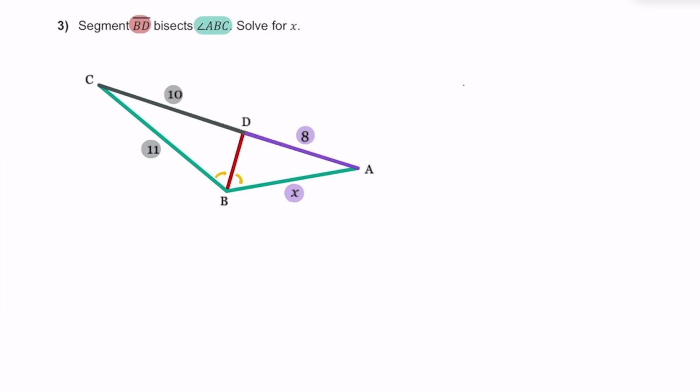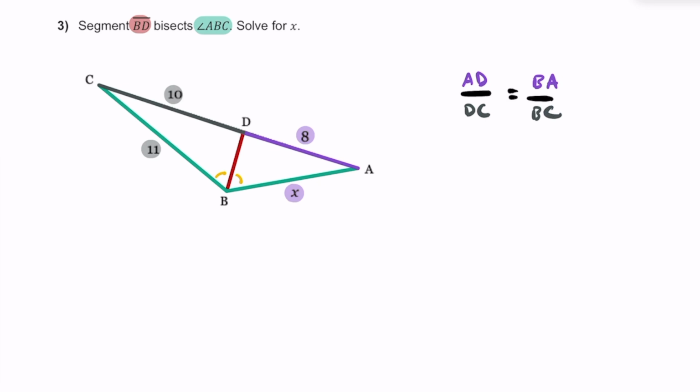Let's go ahead and write that out so it's super clear. So segment AD, the ratio of that to segment DC, that's going to be equivalent to what? It's going to be equivalent to this segment of BA, the ratio of that to segment BC.